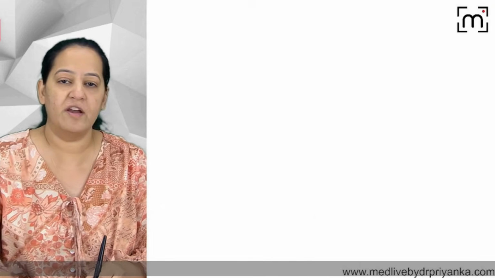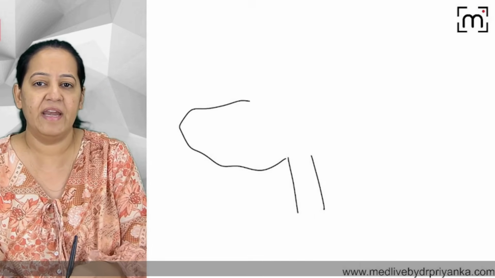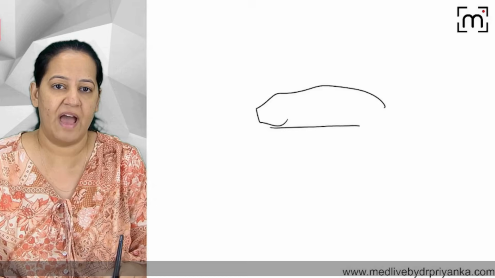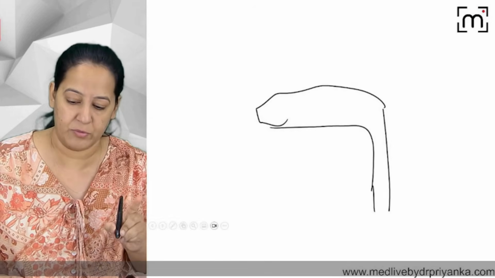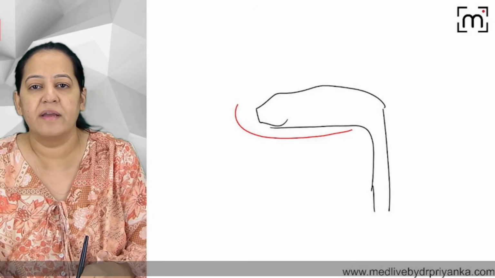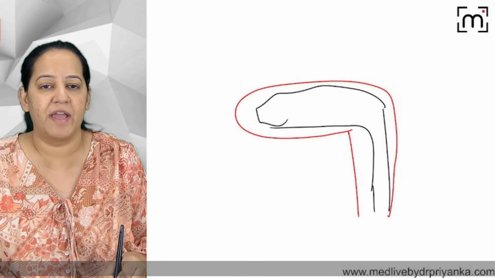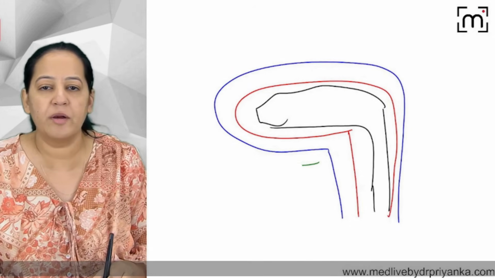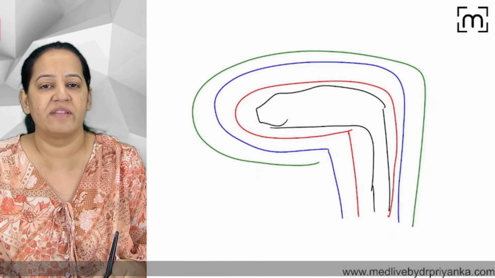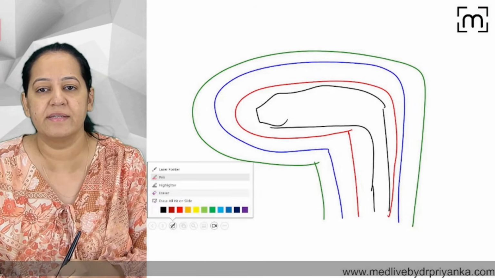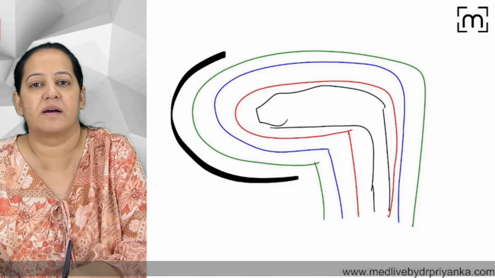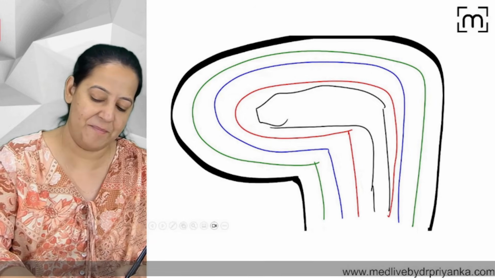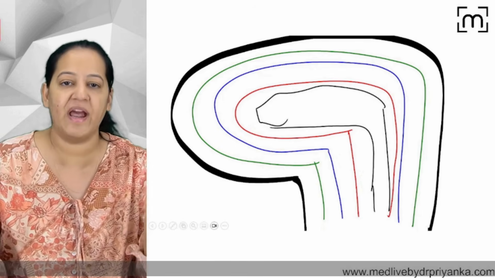What is the overview? Innermost we have the brain and spinal cord, like this. Now there are three coverings. The innermost one is pia mater. I'm drawing it with red color. The middle one is arachnoid. I'm drawing it with blue. And the outermost one is dura mater. I'm drawing it with green. And outer to all these, there is the skull. Let me draw the skull. This is the skull and the vertebra, outermost to all this. Can you see? So these are the three meninges: pia mater, arachnoid, and dura mater.